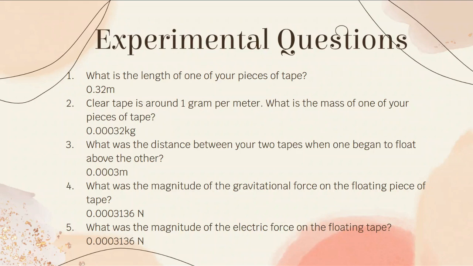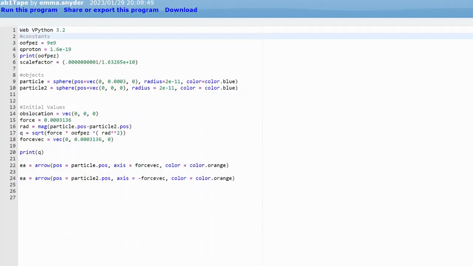The length of the piece of tape was 0.32 meters, so the weight of it was 0.00032 kilograms. And then that means that the distance between the two tapes when it began to float was 0.0003 meters, and that the gravitational force was 0.0003136 newtons, which was also the magnitude of the electric force on the floating tape. So this right here is the code that I used for the model.